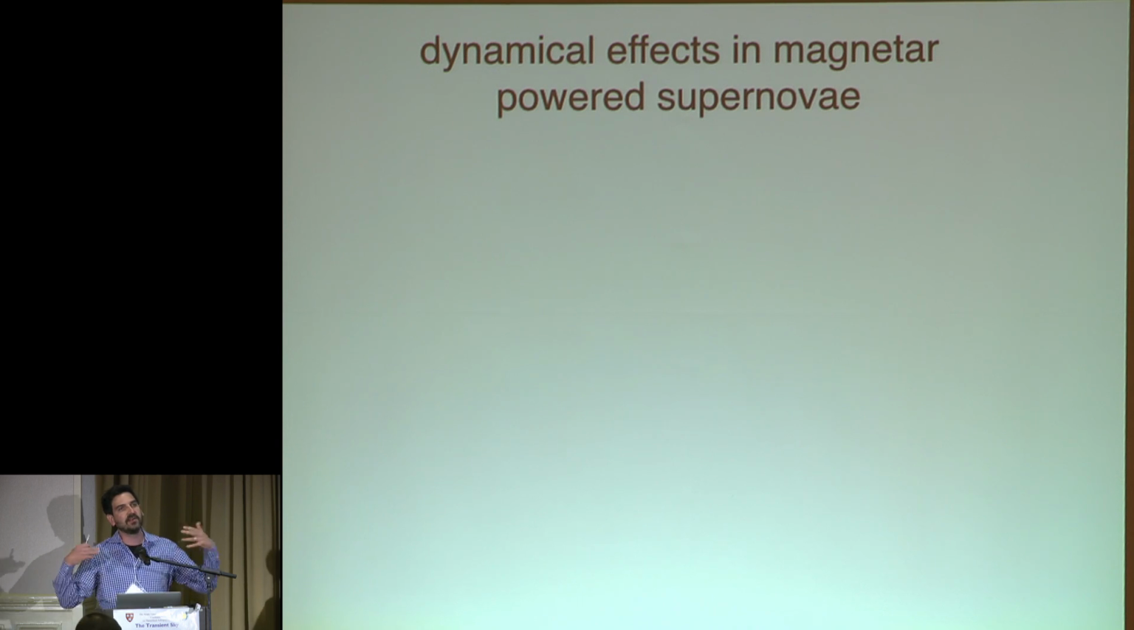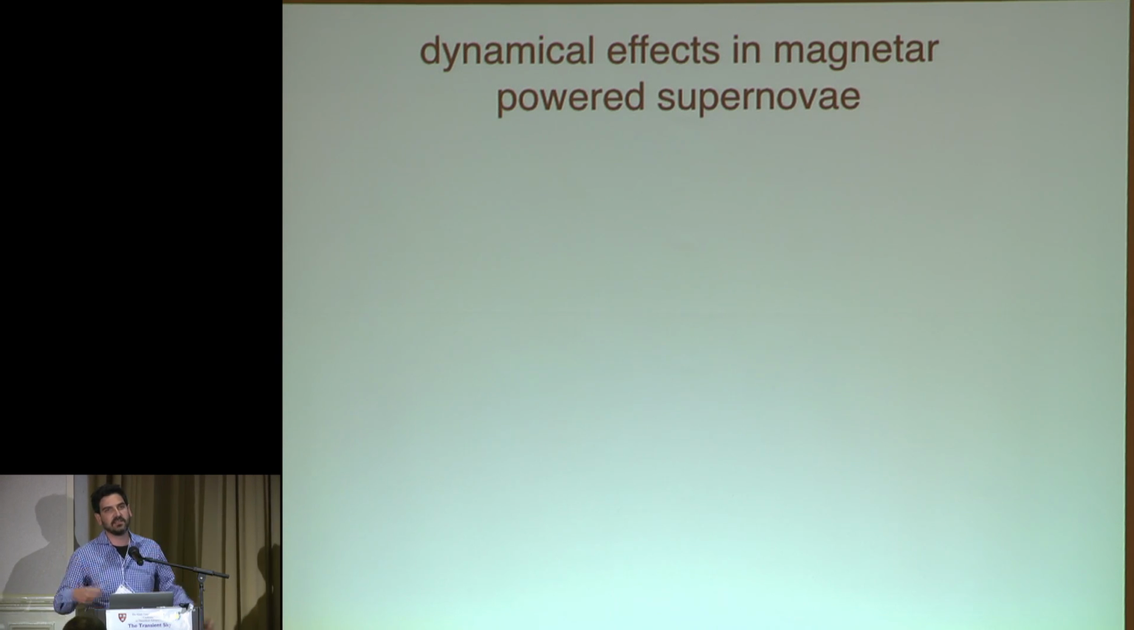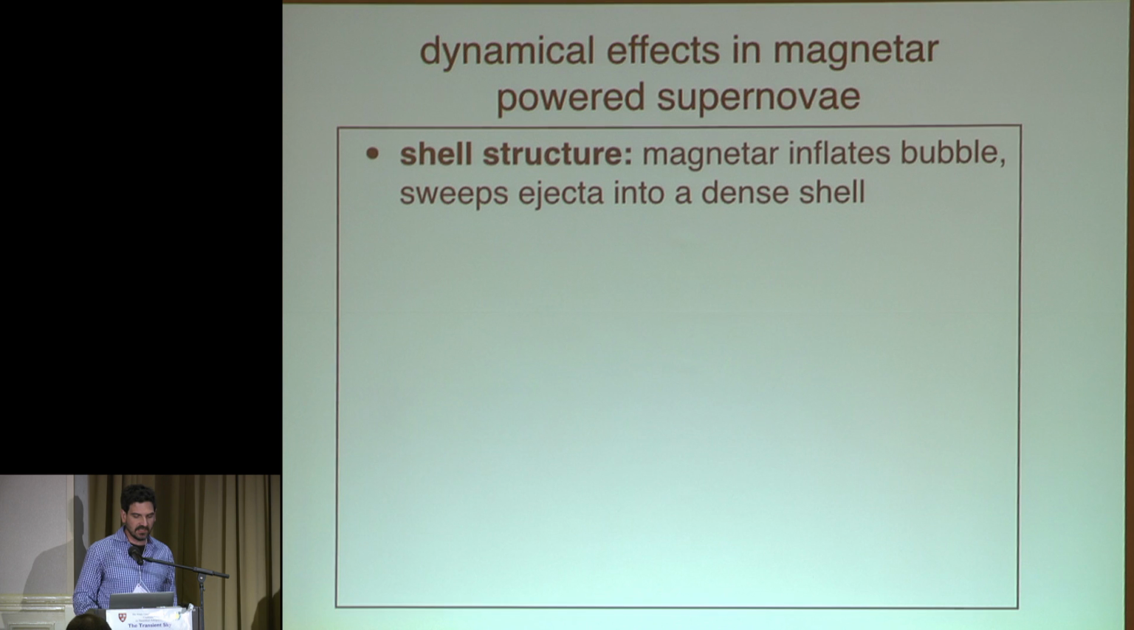The fact that when you're dumping in all this energy to the supernova ejecta, more energy from the magnetar than the supernova itself, you really restructure the ejecta in a pretty dramatic way. And that has implications for the light curve and the spectra of the supernova. And so I can mention a couple of those effects, and then I'll show you actual calculations that illustrate them.